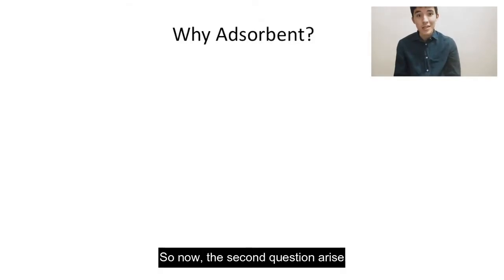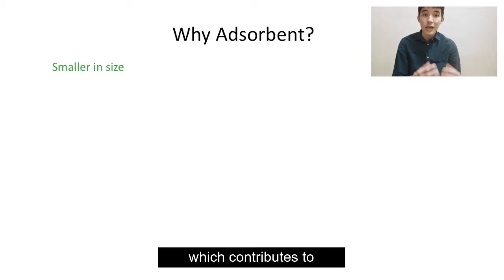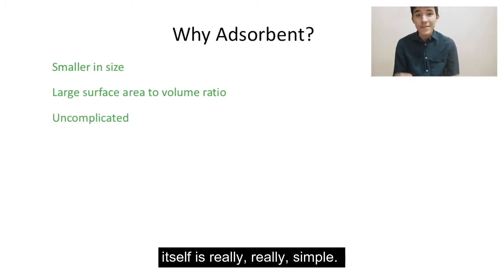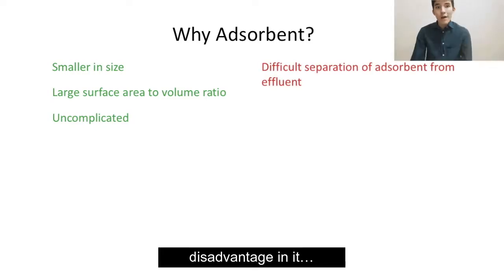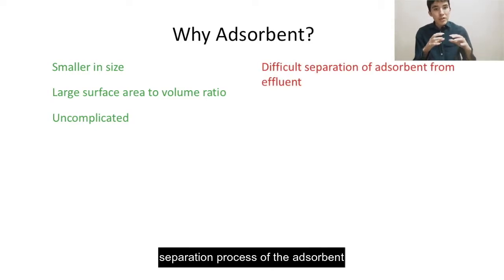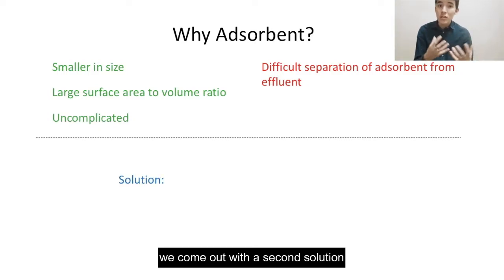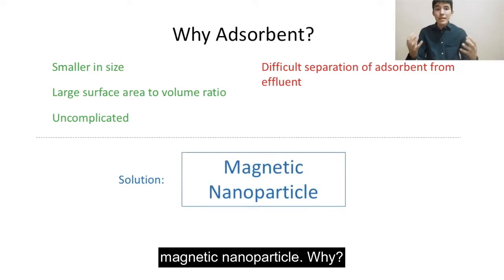So now, the second question arises. Why do we use adsorbent instead of other methods? That's simply because adsorbent itself is smaller in size, which contributes to a larger surface area to volume ratio. Besides, the adsorption process itself is really simple, but still, there's a disadvantage. After the adsorption process, separating the adsorbent from its effluent is really difficult, and centrifugation is needed, which is really expensive. So that's why we come out with a second solution, which is to use magnetic nanoparticles.